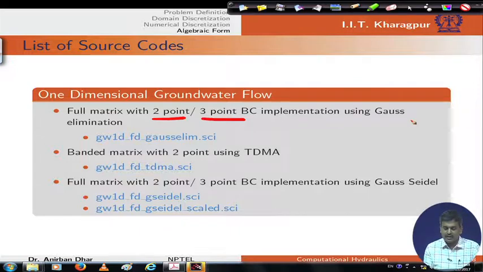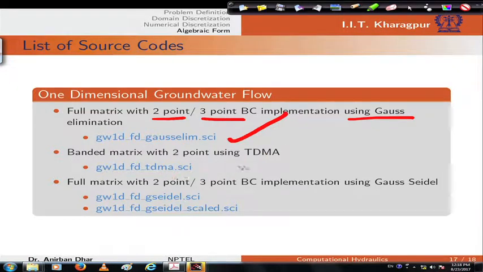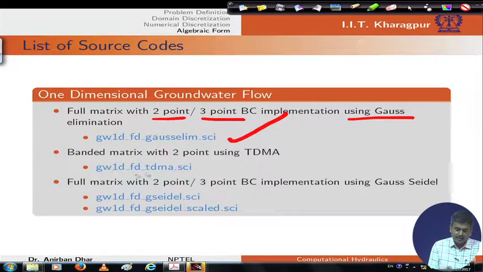Now in this particular lecture we have covered one dimensional groundwater flow, full matrix with 2 point or 3 point boundary implementation using Gauss elimination. This is the code, groundwater 1D FD Gauss elim. I will provide this code so that you can verify the results that I have shown during this lecture class. The second code I have discussed is groundwater 1D FD TDMA SCI, and the third one is a full matrix with 2 point or 3 point boundary condition implementation, but I have discussed only the 3 point one. You can check the 2 point one also from this. Then Gauss-Seidel, this is the normal one, and this is the scaled one, obtained by multiplying del x square with the interior points and 2 del x with the right hand boundary condition.